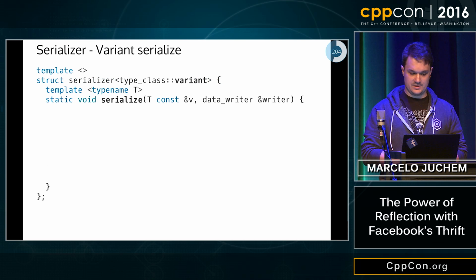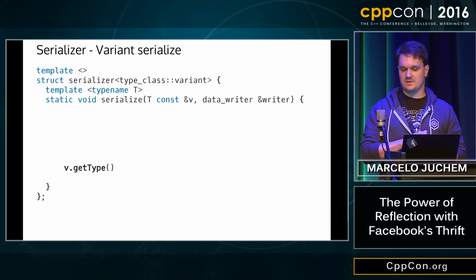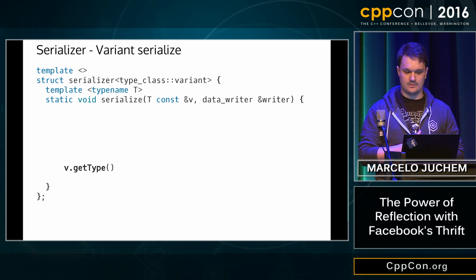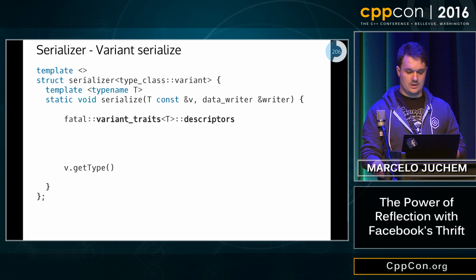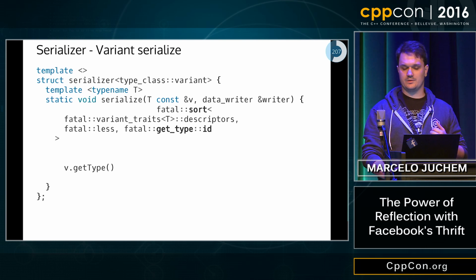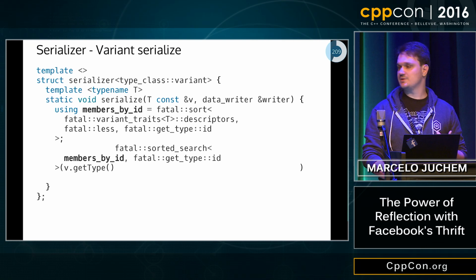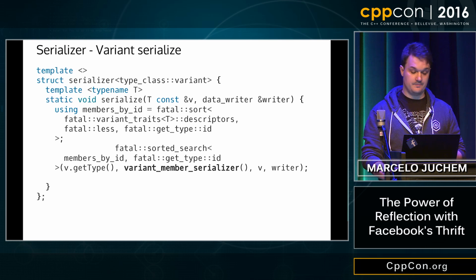For variant serialization, first we have the type itself. This is going to be pretty similar to what we did for the pretty printer. You have the type, you have to figure out the descriptor, do whatever we've done before, which is sort this thing, binary search into it, call a visitor.